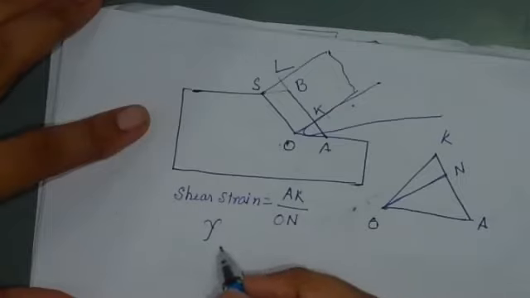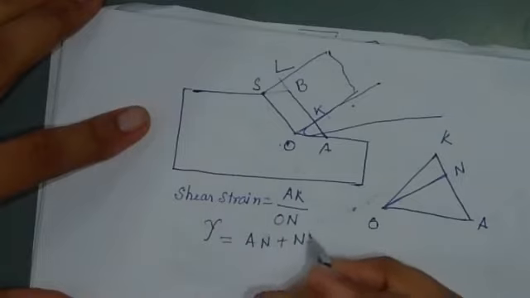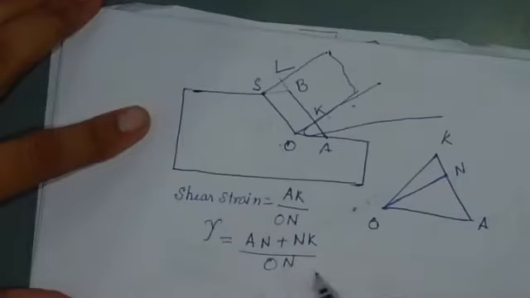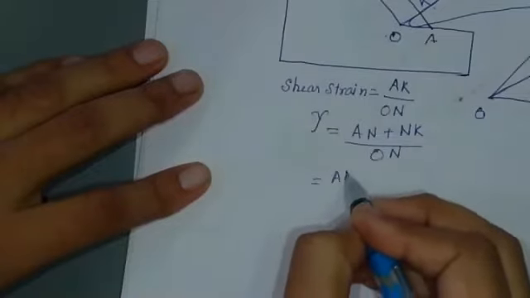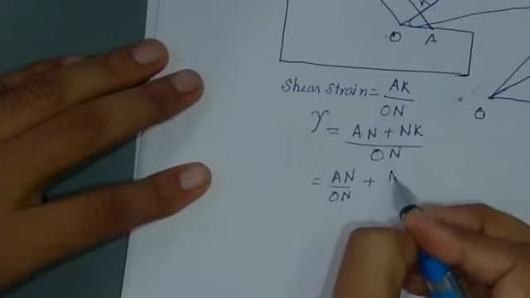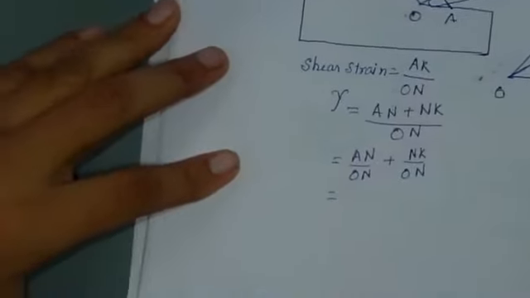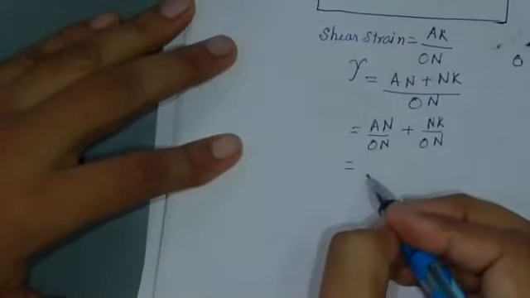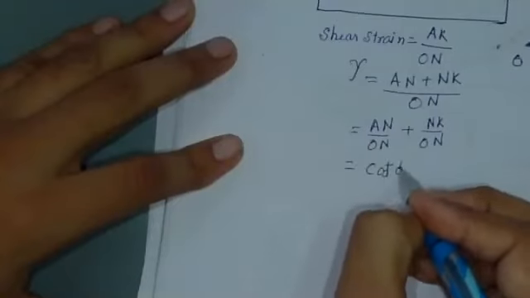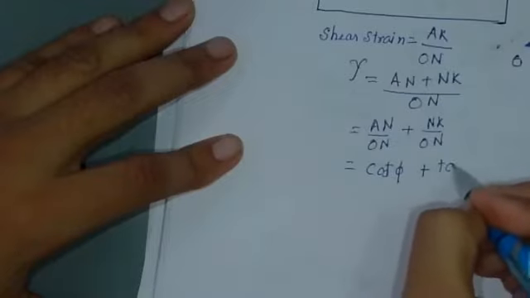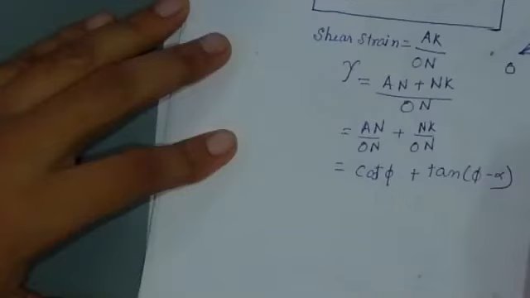And AK, if we want to further expand, is nothing but AN plus NK over ON, and further we can write AN over ON plus NK over ON, and that is nothing but AN by ON is cot phi plus NK by ON is tan phi minus alpha. You can simply determine these angles.